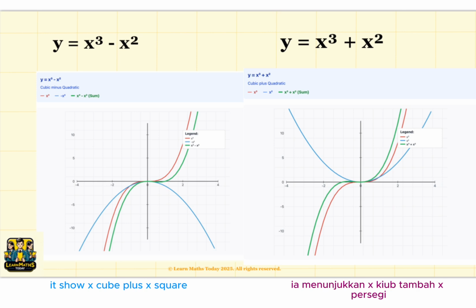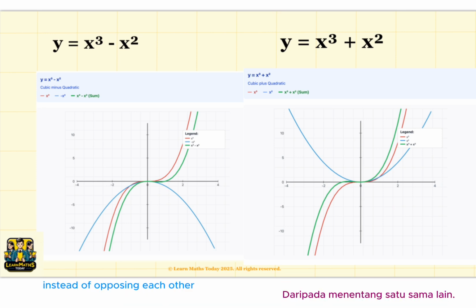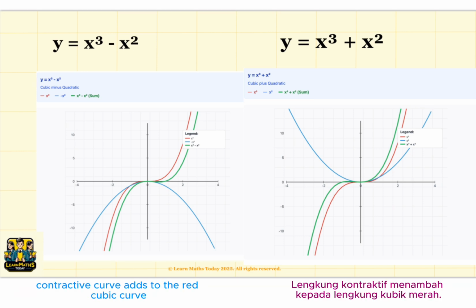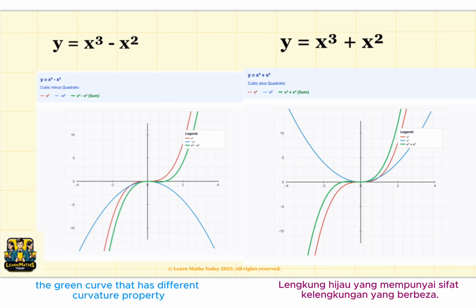If you look at the right curve, it shows x cubed plus x squared, where both terms act together instead of opposing each other. Notice how the blue quadratic curve adds to the red cubic curve to create the green sum, the green curve that has different curvature properties.